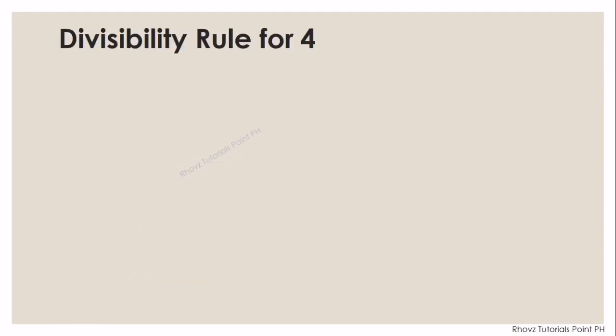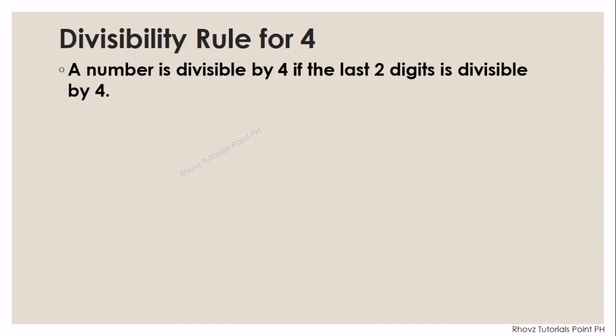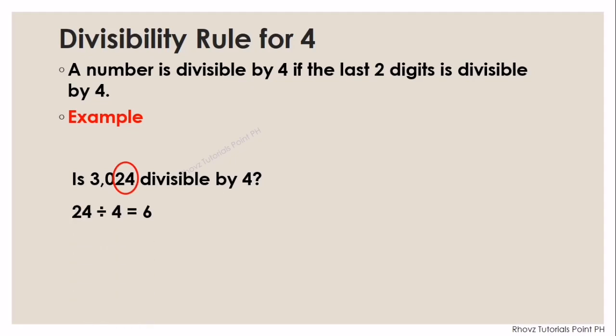Next is the divisibility rule for 4. A number is divisible by 4 if the last two digits is divisible by 4. Example, 3,024. So, titingnan lang natin yung last two digits which is 24 if divisible siya ng 4. So, 24 divided by 4 is equal to 6. Therefore, the number is divisible by 4.